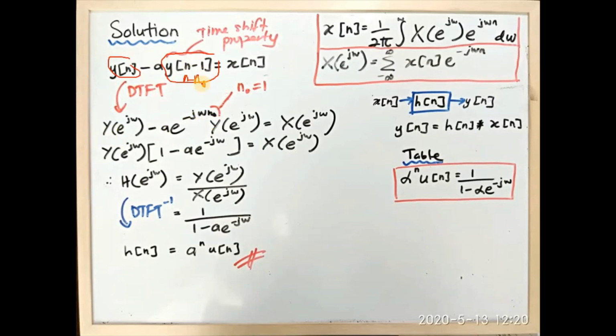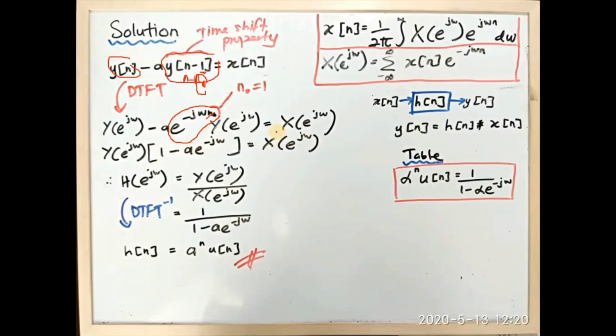For this time shifting, look back at the time shifting property. Remember in the earlier part of this video, you have the time shifting property, which is that a e to the minus j omega n naught, Y(e^jω). So this one is the time shifting property. And the n naught value here is actually equal to 1. Okay, so Y(e^jω) equal to X(e^jω). So substitute n naught equal to 1 inside here, so basically this one will become 1. Rearrange it, so you have Y(e^jω) in brackets 1 minus a e to the minus j omega, equal to X(e^jω).